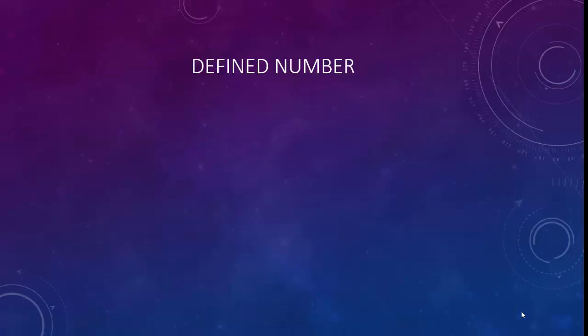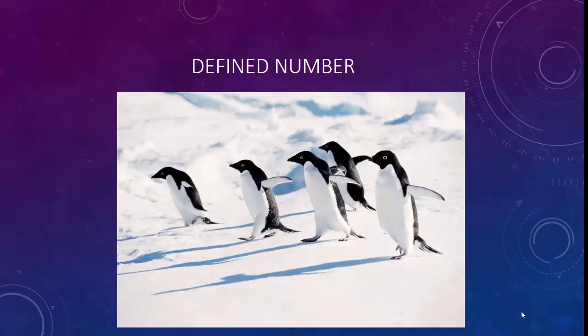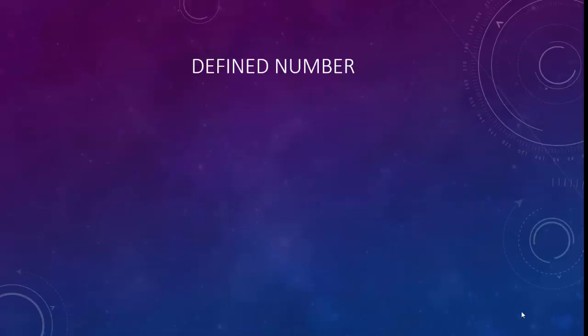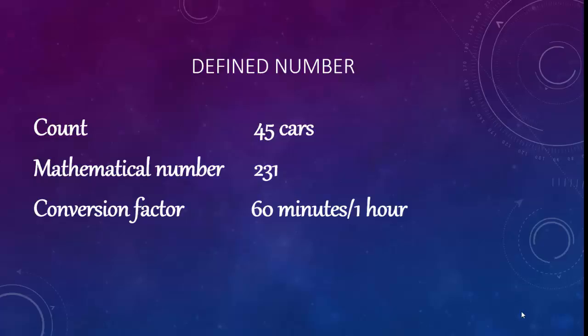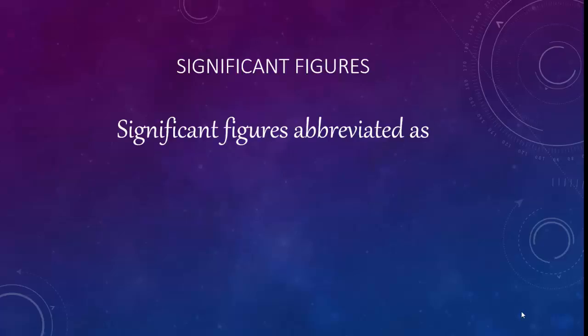A defined number, on the other hand, is not wiffy. Example, here we have 1, 2, 3, 4, 5. We have 5 penguins. Nobody's going to look at that and say, well, really, I think there's 4.99 penguins, or I think there's 5.02 penguins. It's a count. You know exactly how many there are. So it turns out for a defined number, there are three types. A count, 45 cars in the parking lot. A mathematical number, say the number 231. And conversion factors. 60 minutes is defined as 1 hour, so that is considered to be a defined number. Just so you know, significant figures is frequently written as sig figs.